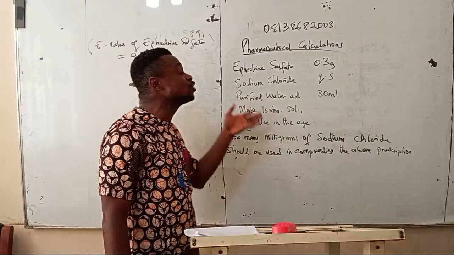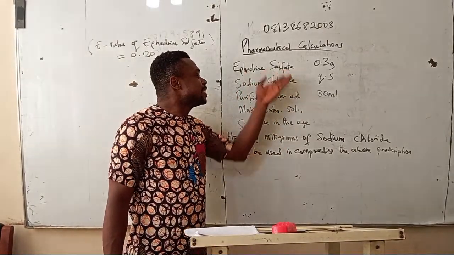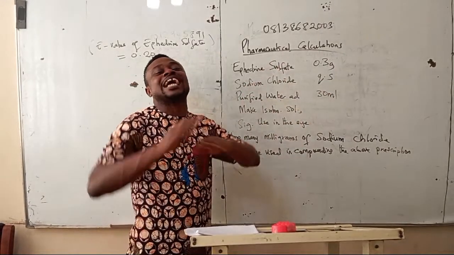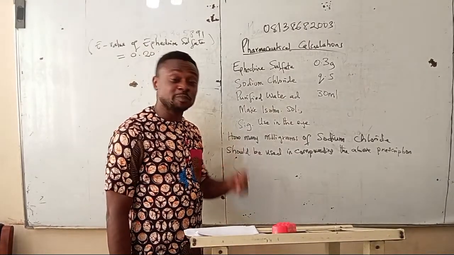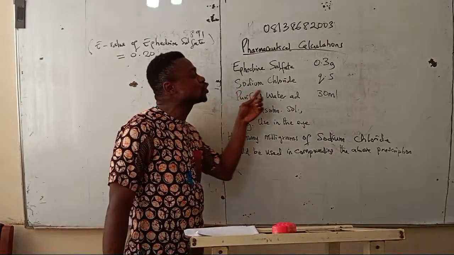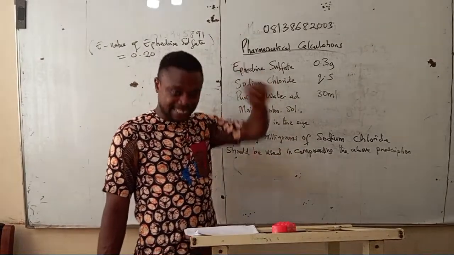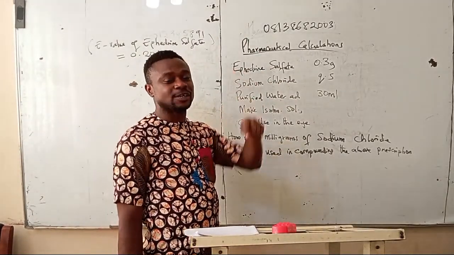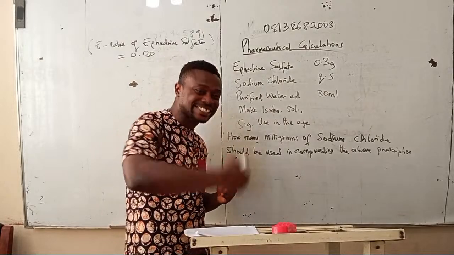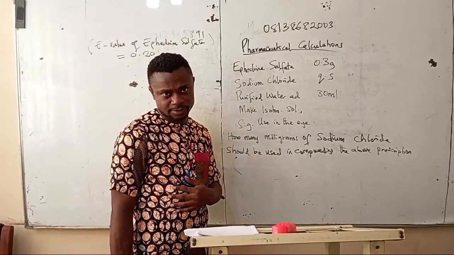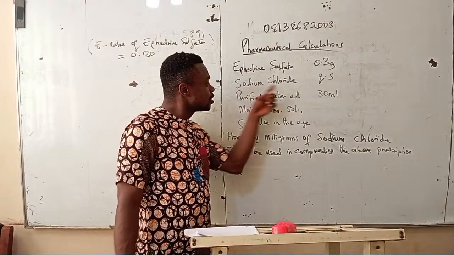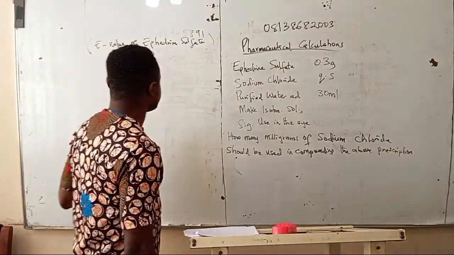Sometimes you may see a question where, even without the sodium chloride, the formulation is isotonic on its own. So be careful. The first step is to determine whether this solution is isotonic without the sodium chloride. If it is not isotonic, we then look for the amount of sodium chloride we need to add extra to make it isotonic.